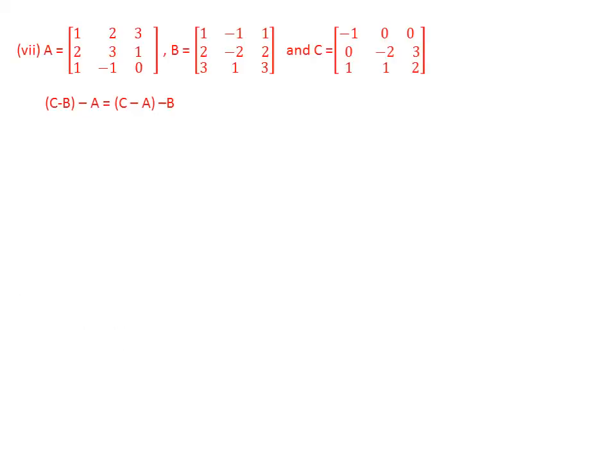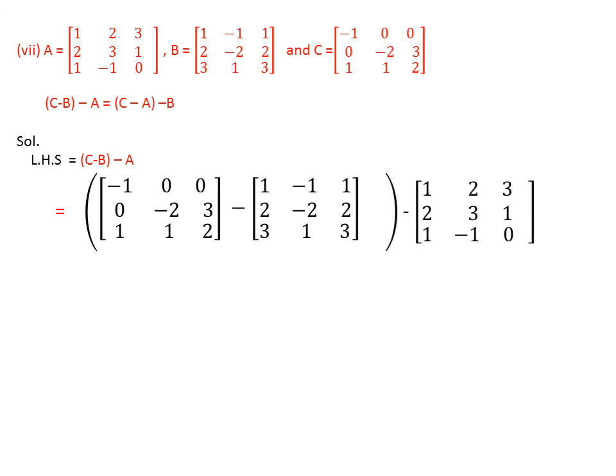In this question, 3 matrices are given which are named as matrix A, matrix B and matrix C. We have to verify that C minus (B minus A) is equal to (C minus A) minus B. First of all, we will take the left hand side, which is equal to C minus (B minus A). Here we put the values of the matrices A, B and C. B minus A is written in parentheses, that's why it is solved firstly.